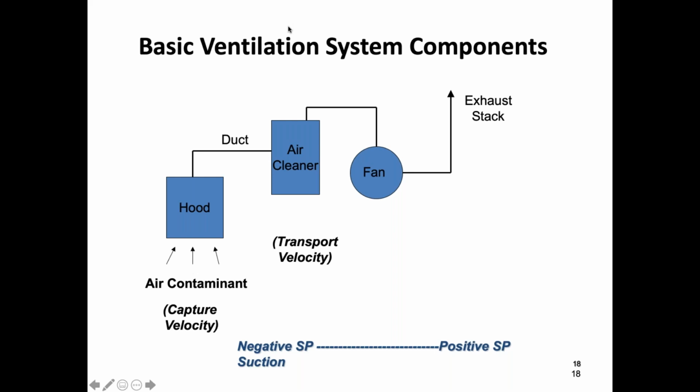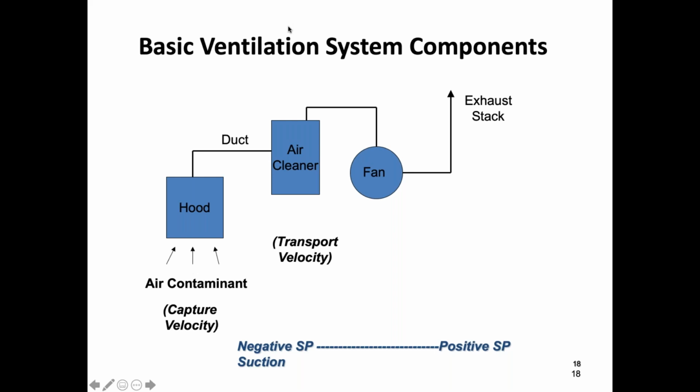So for our acetone in our nail salon, we might only need a capture velocity of 50 feet per minute, right? That's how fast we might have to move. But that grinder might need a capture velocity of 300 feet per minute. Our lab hood might be 200 feet per minute. That's capture velocity.